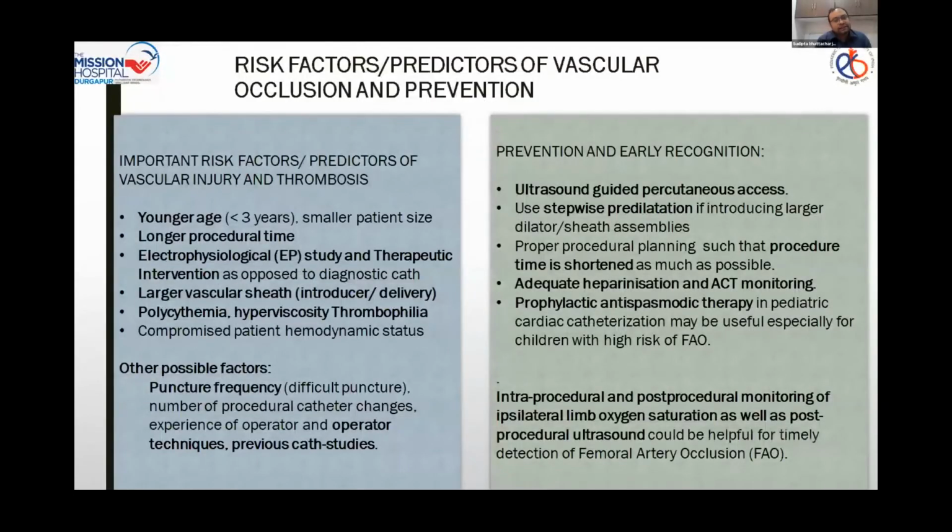What are the risk factors? Younger age, longer procedural time, EP study and therapeutic intervention as opposed to diagnostic cath, larger vascular sheath, and patient-related polycythemia or thrombophilia. Prevention is by ultrasound-guided access, stepwise predilatation, proper procedural planning, adequate heparinization, and prophylactic antispasmodic therapy. Intraprocedural and post-procedural monitoring of ipsilateral limb oxygen saturation, as well as post-procedural ultrasound, may be helpful for early detection.